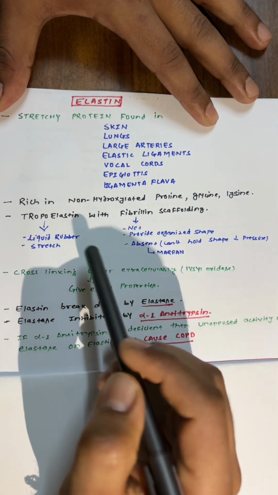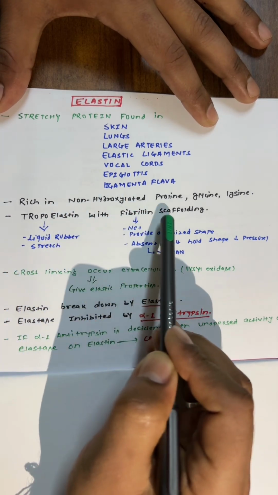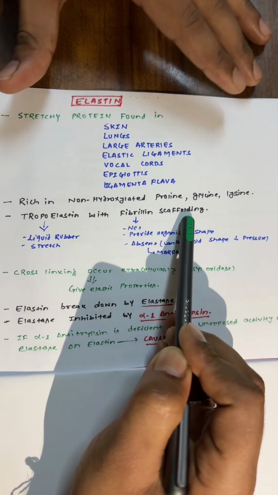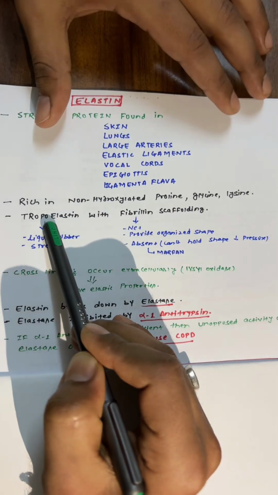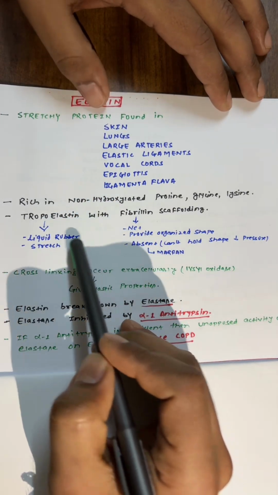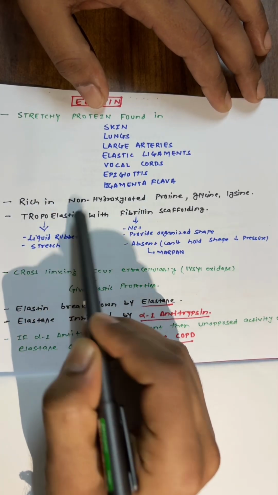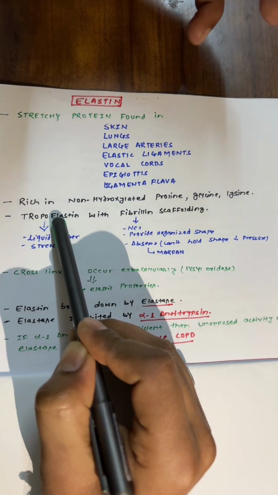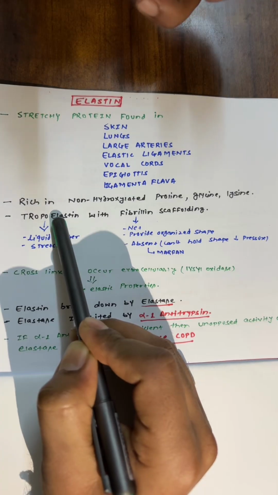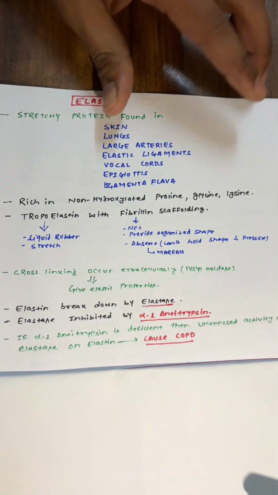Now this line is very important: tropoelastin and fibrillin scaffolding. Elastin starts with tropoelastin, which acts like a liquid rubber. To give this tropoelastin an organized shape and the ability to stretch and recoil, we need a scaffolding called fibrillin.